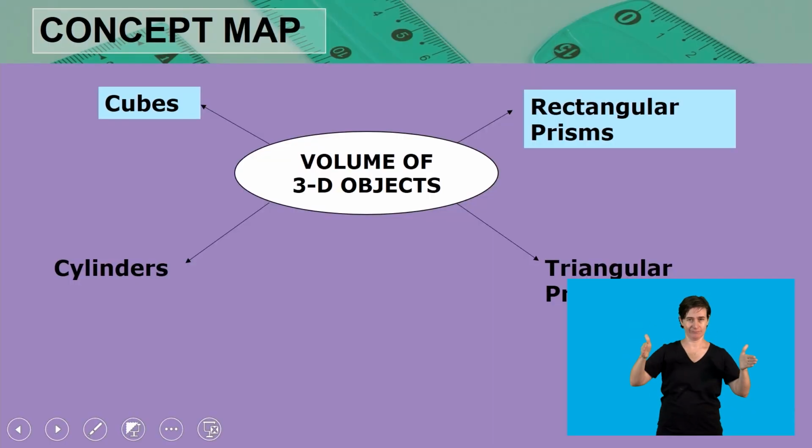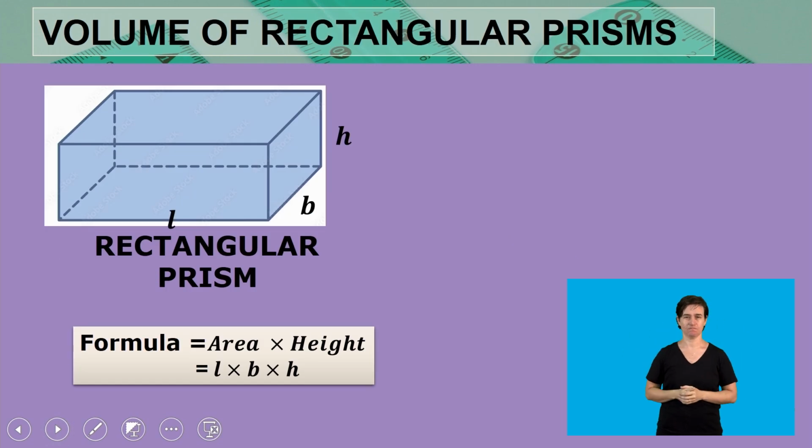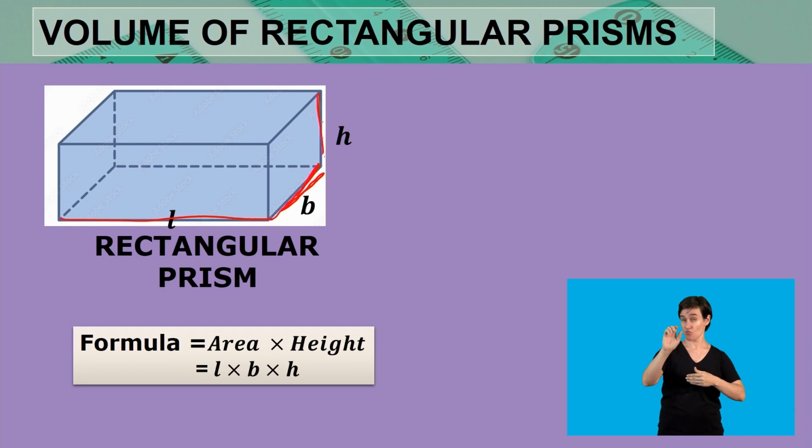Let's move on to the next concept on our concept map, and that is calculating the volume of rectangular prisms. So let's see how we can calculate the volume of those rectangular prisms. We are given here this rectangular prism, and as we know, a rectangular prism has the length, and then we have the breadth, and of course we will have the height. The formula for calculating the volume of a rectangular prism is the area of the base multiplied by the height.